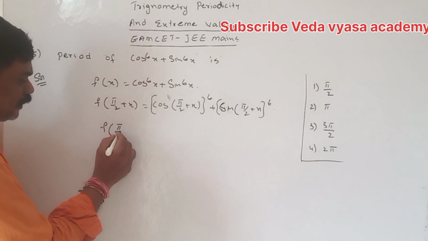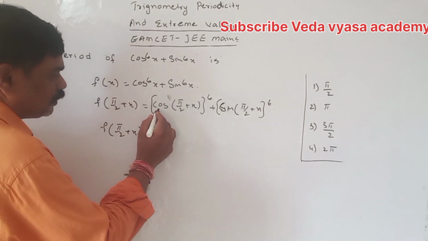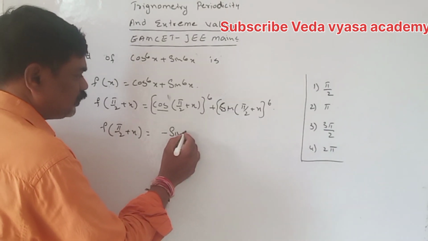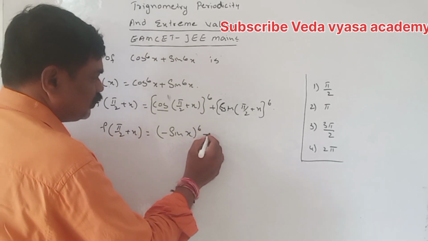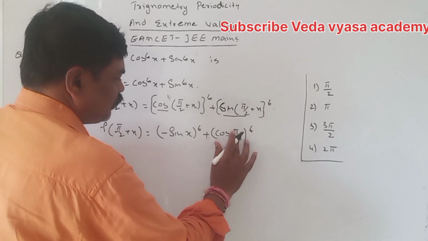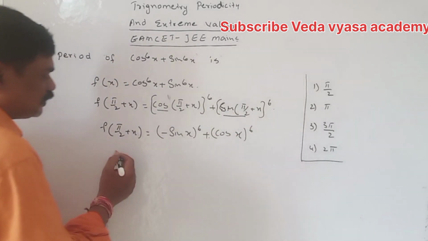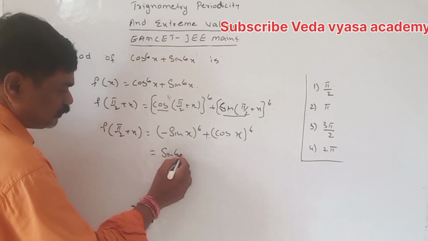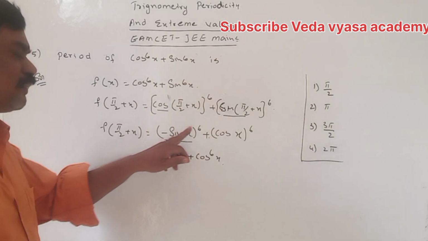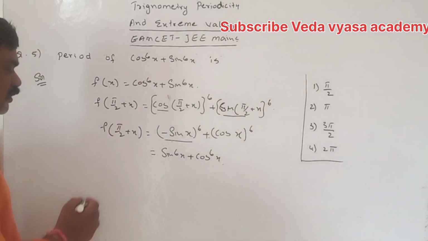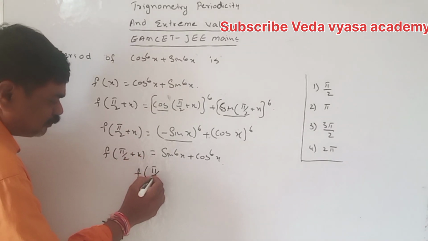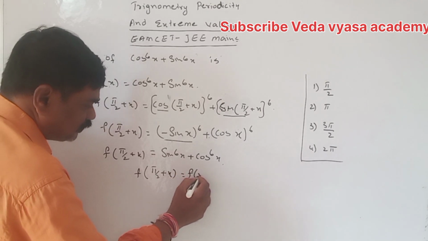Then f of pi by 2 plus x is equal to cos of pi by 2 plus x, which is minus sin x, whole power 6, plus sin of pi by 2 plus x, which is cos x, whole power 6. So we have sin power 6x plus cos power 6x. Why? Because minus 1 power even is plus. So f of pi by 2 plus x is equal to f of x.